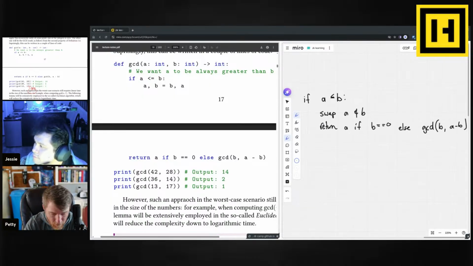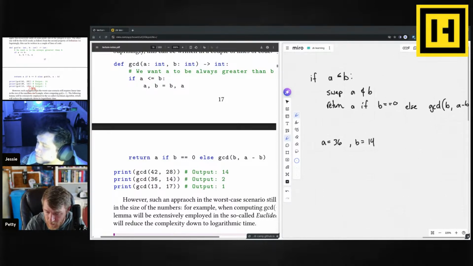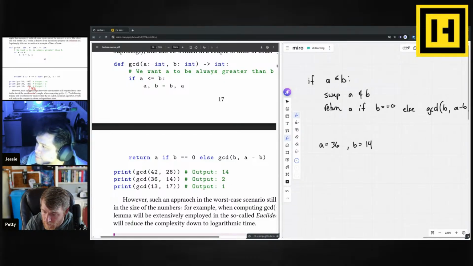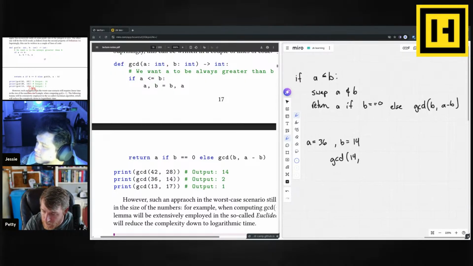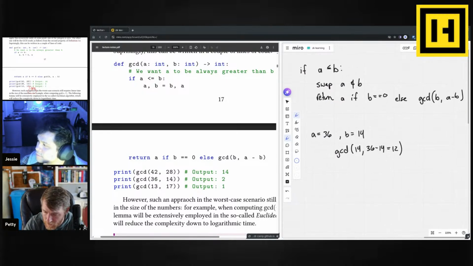Okay, let's do an example of this. Given A equals 36 and B equals 14. A is not less than B, so we don't need to swap. B is not 0, so we do GCD of 14 and 36 minus 14. 36 minus 14 is equal to 22.